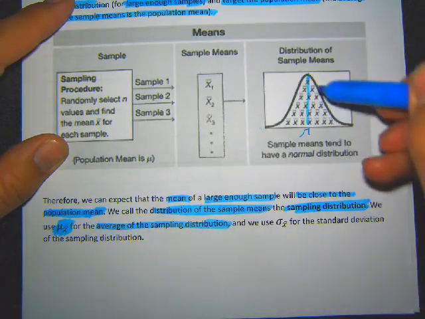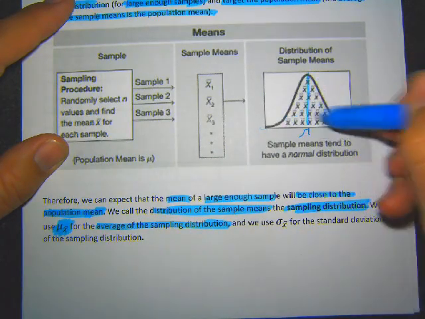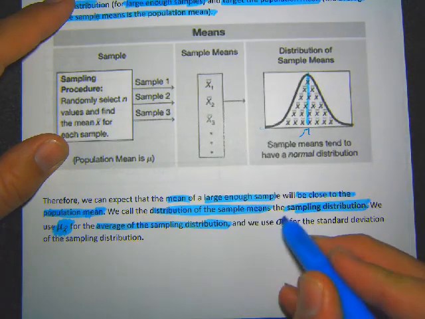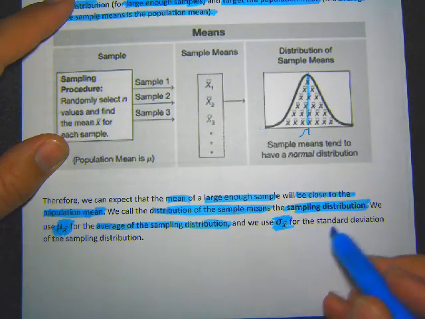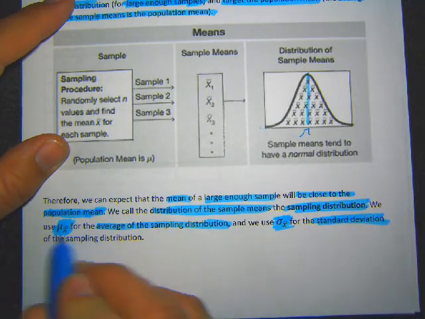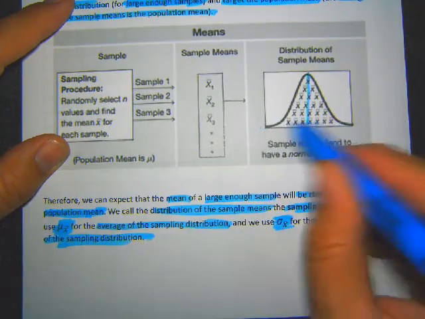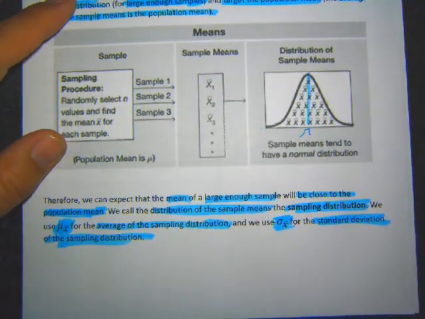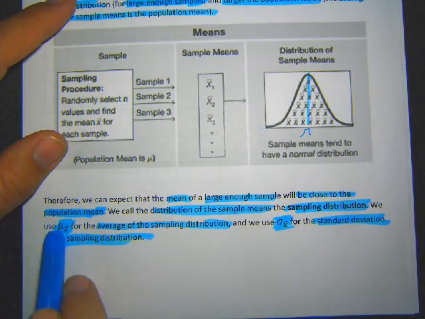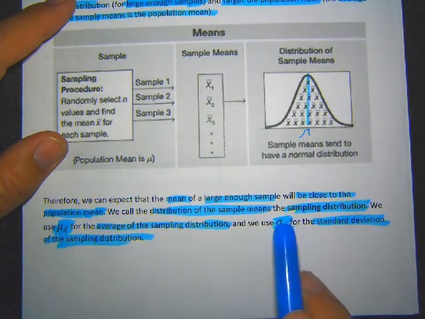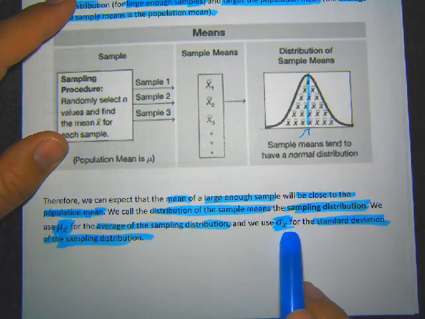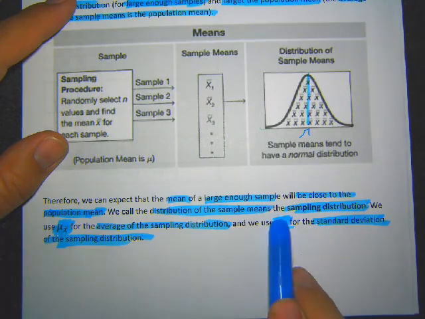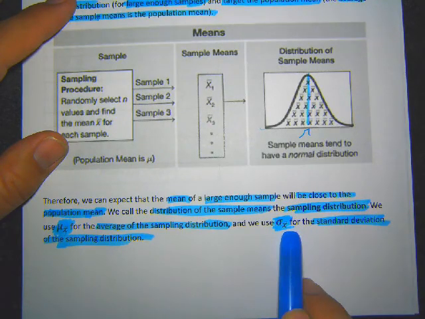So it's going to be the value that's going to be in the middle here as well, the average of all these guys. And we use sigma sub x bar for the standard deviation of the sampling distribution. So it'll be the spread of this chart. So mu sub x bar is going to be the mean of the sample means, and sigma sub x bar is the standard deviation of the sample means.